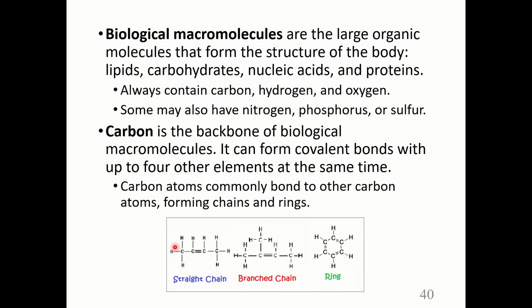The lines depict that these are covalent bonds, and the number of lines depict the number of electrons shared in this covalent bond. So a single line is 1 pair of electrons. 2 lines indicate 2 pairs of electrons, known as a double covalent bond.